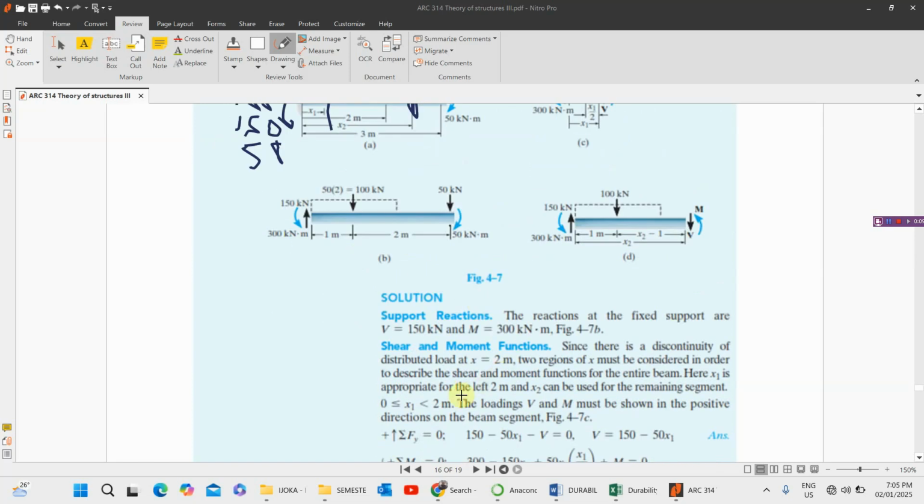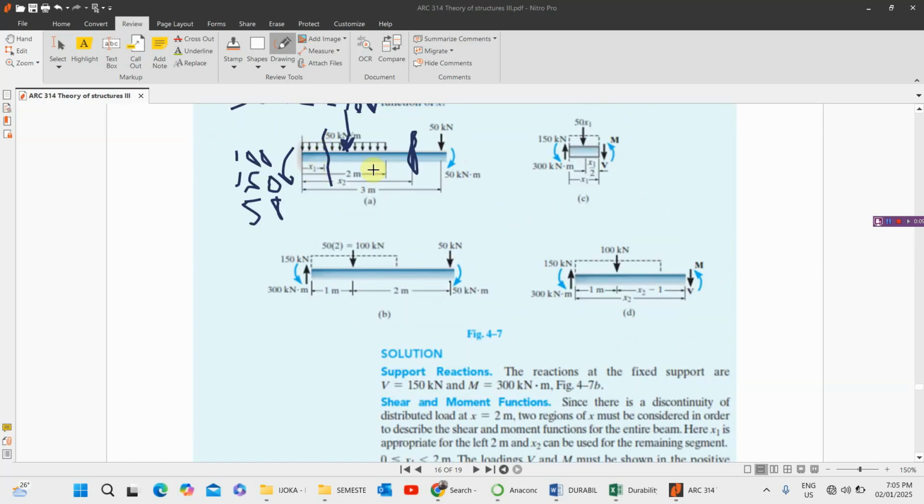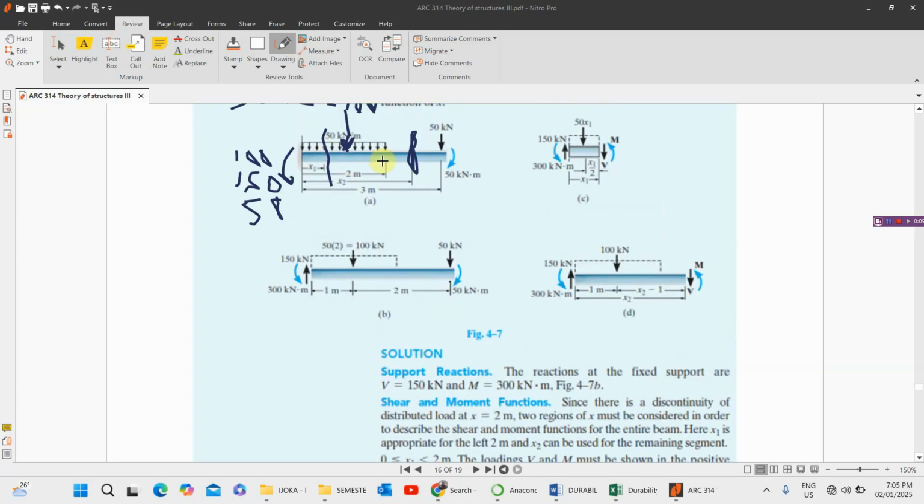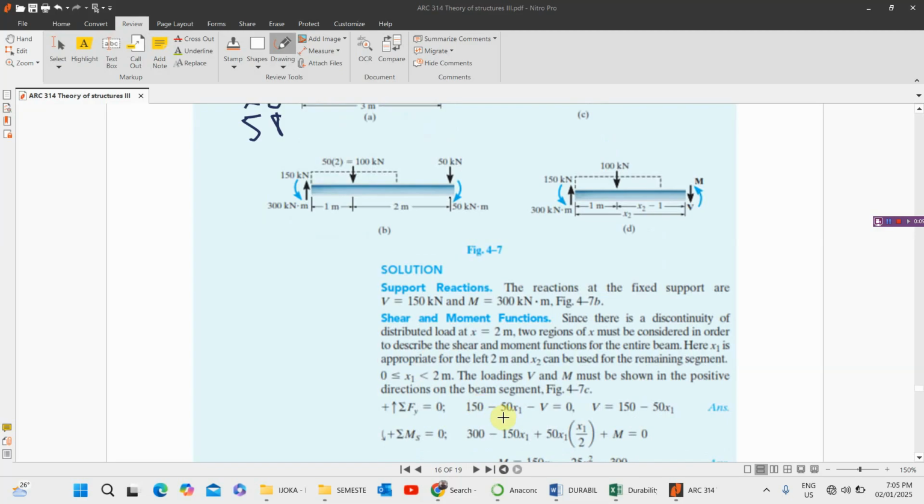What does that mean? We consider two segments. For the first, 0 is less than or equal to x1, which is less than or equal to 2. Likewise, for this particular case we will still continue for the next one. S1 is appropriate for the left 2 meters, and S2 can be used for the remaining segment.